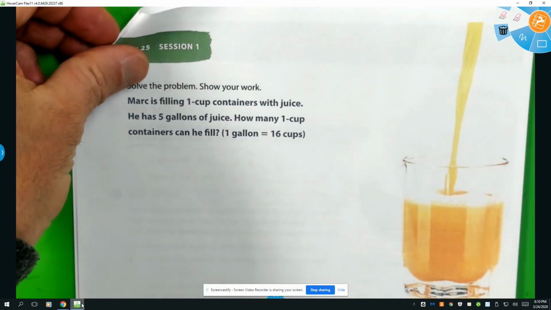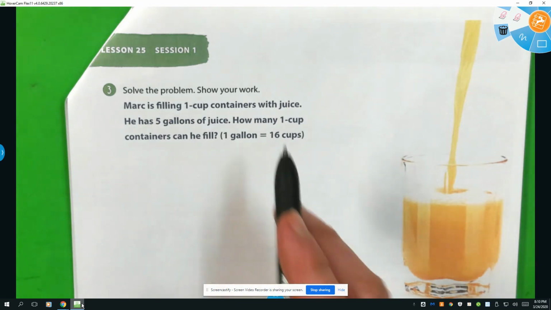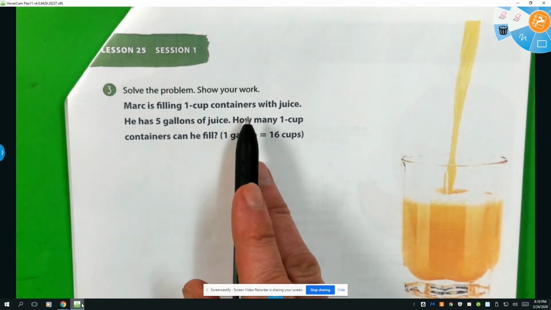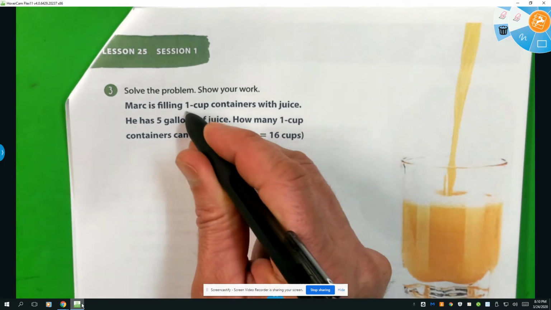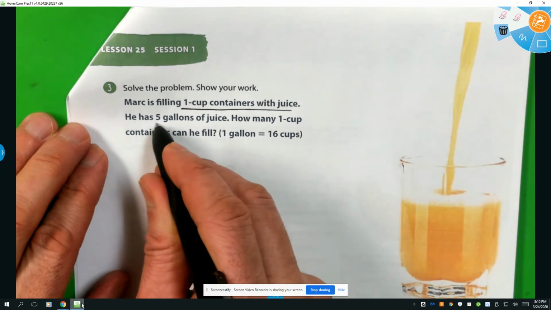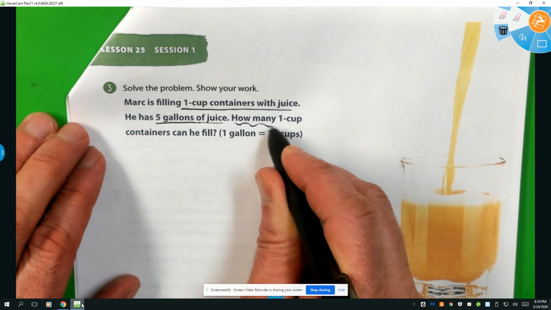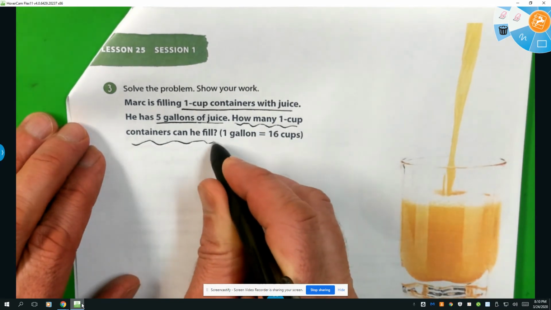Mark is filling 1 cup containers with juice. He has 5 gallons of juice. How many 1 cup containers can he fill? Okay. So let's do 3 reads. That was number 1. So Mark is filling 1 cup containers with juice. He has 5 gallons of juice. How many 1 cup containers can he fill?